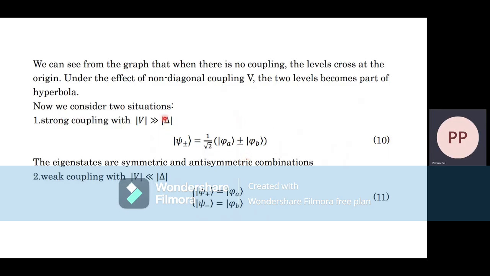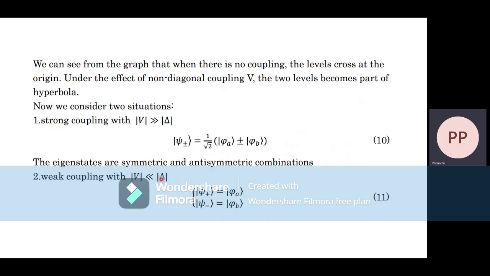Then we can define the energy eigenstate accordingly. So you can see psi plus minus, I mean upper state and lower state. If you define in this way, then we have this equal to 1 over root 2 times phi a plus minus phi b. So these eigenstates are symmetric, and basically it's a combination of the symmetric and antisymmetric, right?